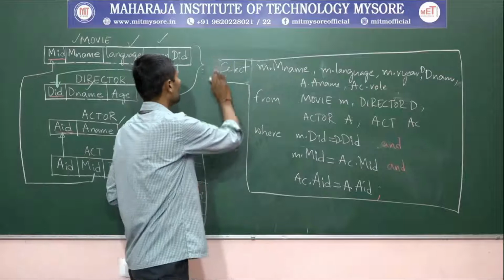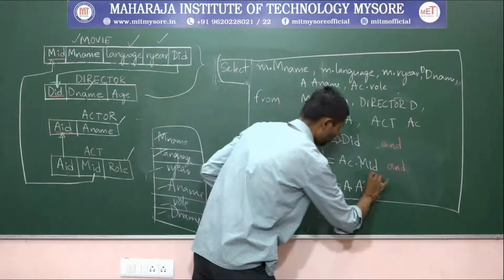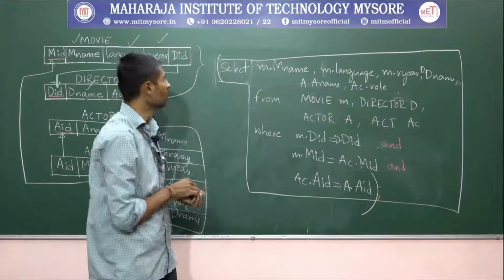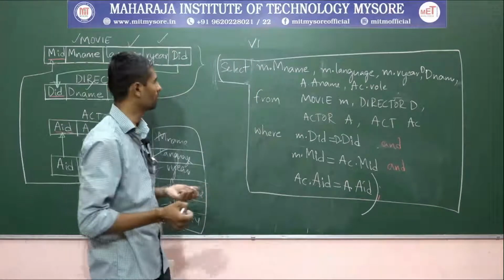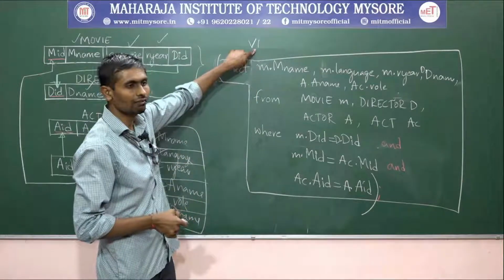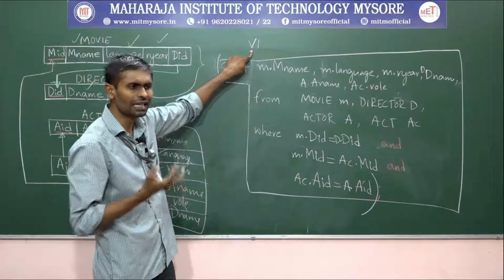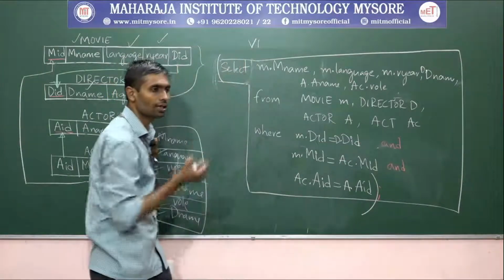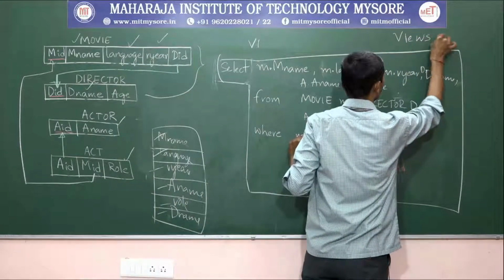So what we can do here is store this query with some name. Let's say I said V1. You can give any name, no issues, right? And this V1 is a name given to a query. V1 gives a feeling of a table. What kind of a table? Virtual table. Virtual table means what? Views in SQL, right?